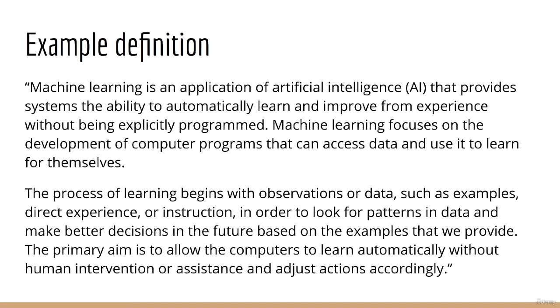Here are some anonymous definitions of machine learning that I found on the internet. Let me read this one out to you. Machine learning is an application of artificial intelligence that provides systems the ability to automatically learn and improve from experience without being explicitly programmed. Machine learning focuses on the development of computer programs that can access data and use it to learn for themselves. The process of learning begins with observations or data, such as examples, direct experience, or instruction, in order to look for patterns in data and make better decisions in the future based on the examples that we provide. The primary aim is to allow the computers to learn automatically without human intervention or assistance and adjust actions accordingly. Wow, that seems pretty magical.